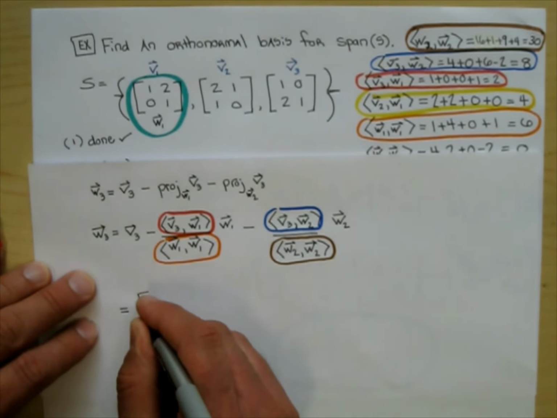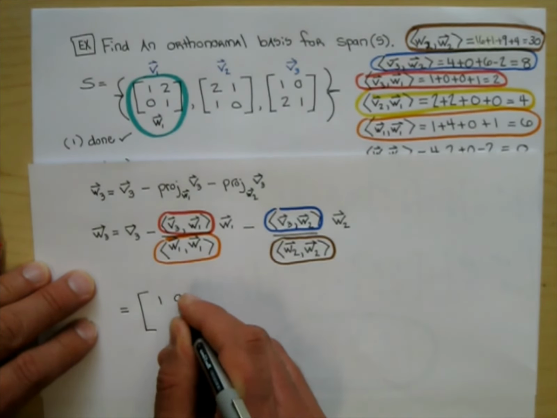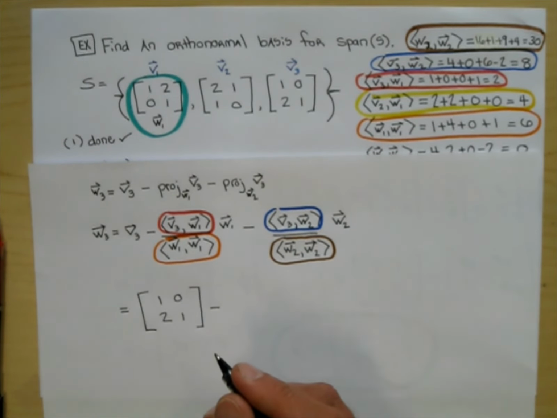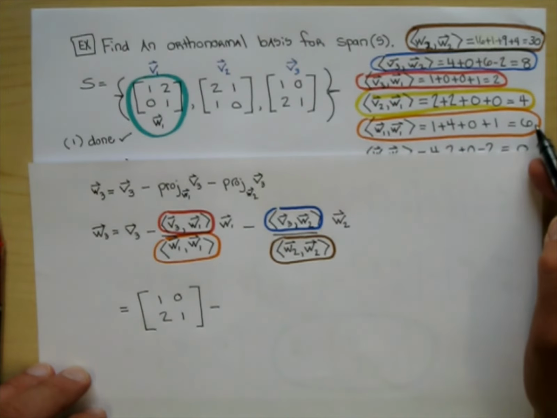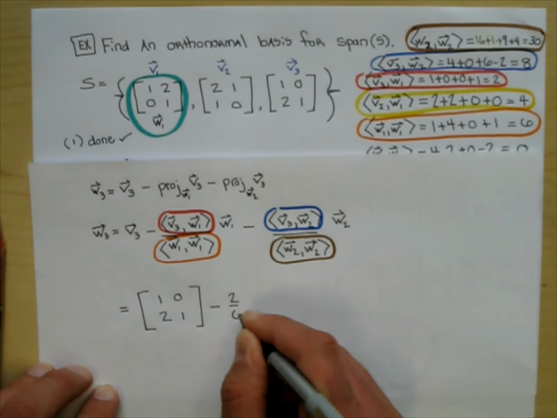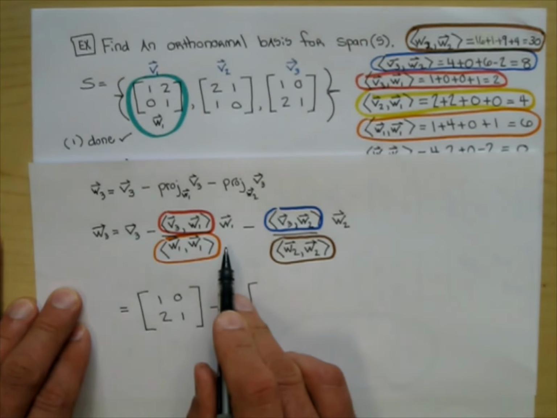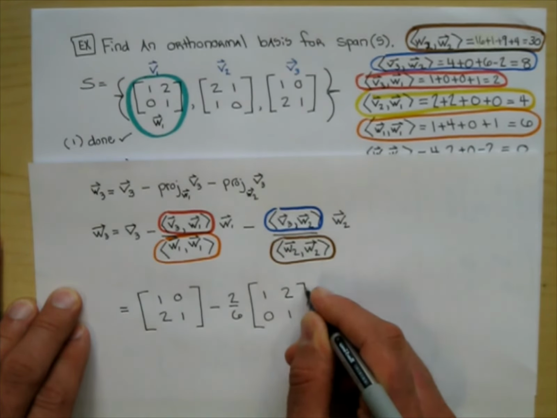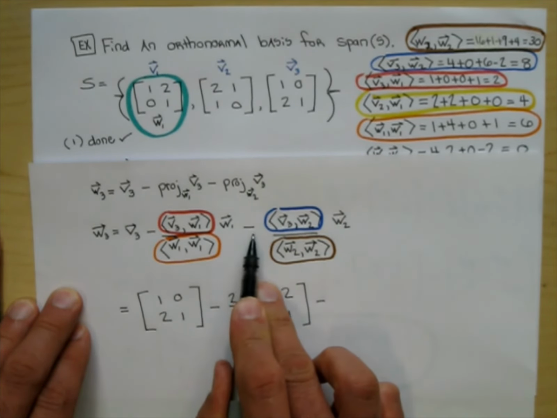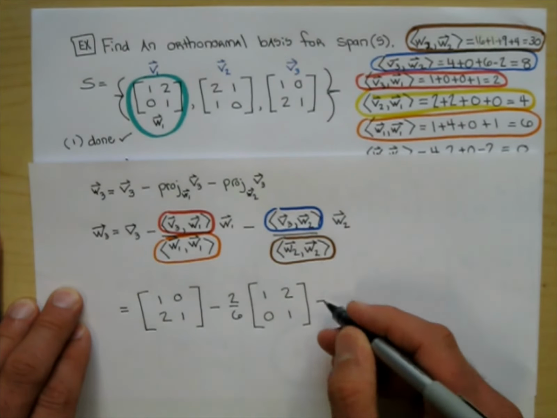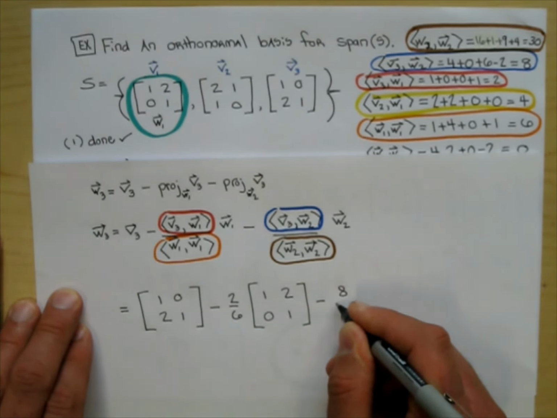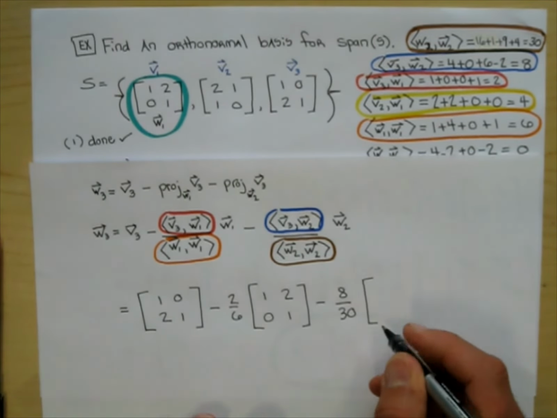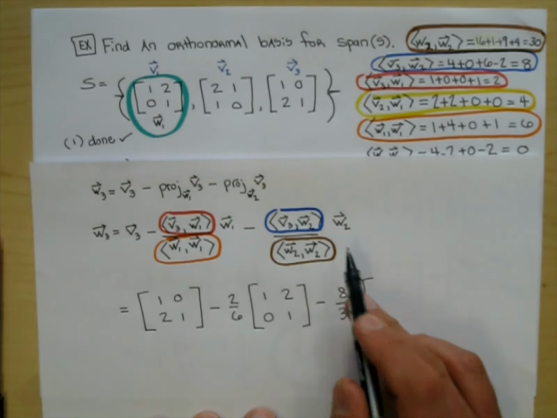V3 is this guy right here: 1, 0, 2, 1. Minus red over orange, so that's 2 over 6, times W1, which is 1, 2, 0, 1. And then we have minus blue over brown, so this is 8 over 30. And so this is going to give me what? Then we have a W2 there.